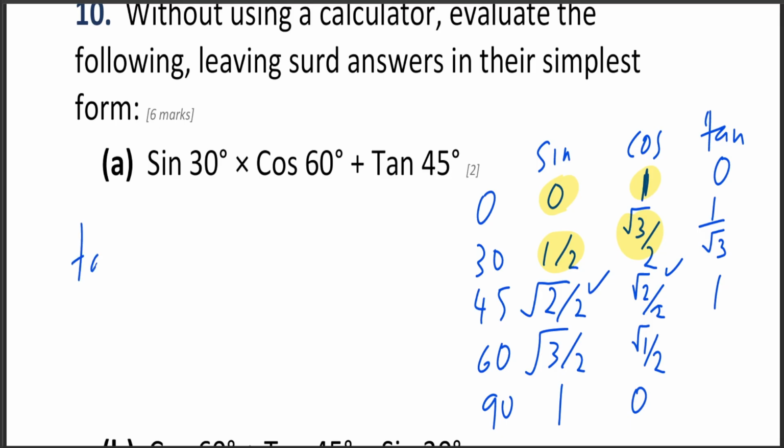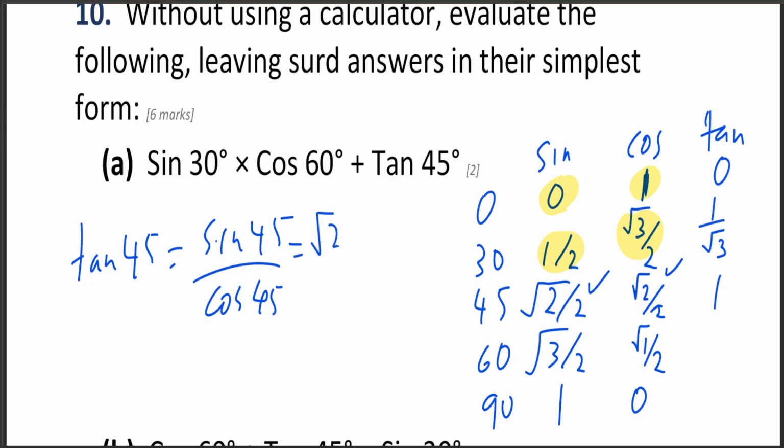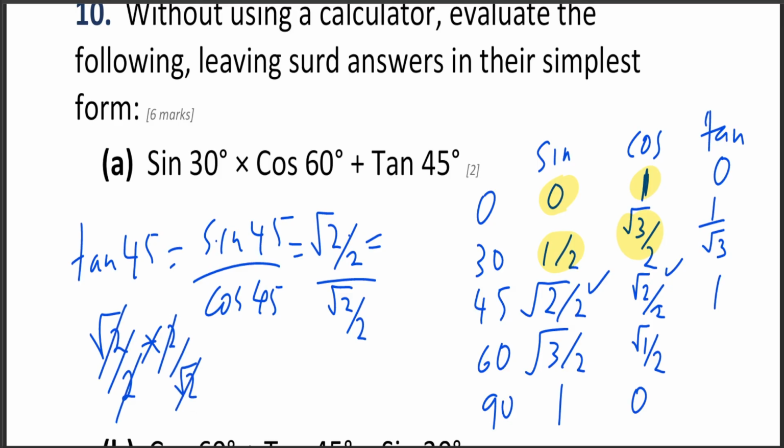So kwa mfano wataka kupata tan 45, utachukua sin 45 divide by cos 45. Sawa, sin 45 ni root 2/2. Sawa, divide by cos 45, which is also root 2/2. Ukiweka kwenye calculator yako ama ukisimplify this normally, root 2/2 division inakuwa multiplication, so 2/2. So utasimplify utapata 1 at the end of the day. So hii ni 1.